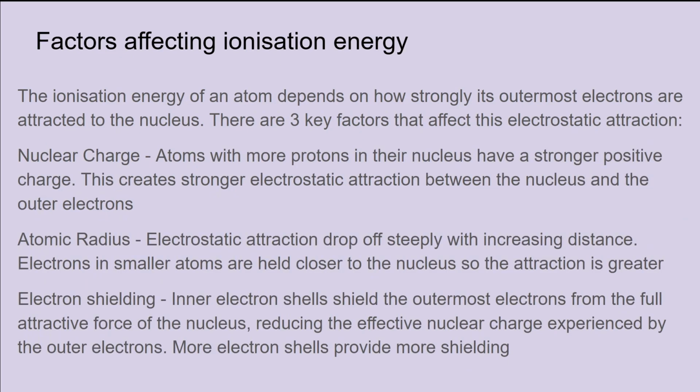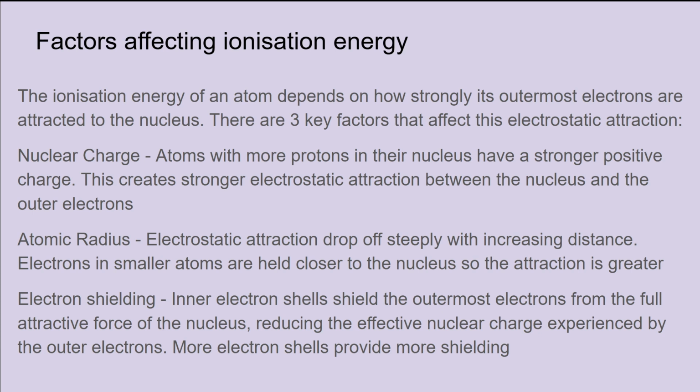So now moving on to the factors affecting ionization energy. The ionization energy of an atom depends on how strongly its outermost electrons are attracted to the nucleus. There are three key factors that affect this. The first is nuclear charge, and this means that atoms with more protons in the nucleus have a stronger positive charge, and this therefore creates stronger electrostatic attraction between the nucleus and the outer electrons.